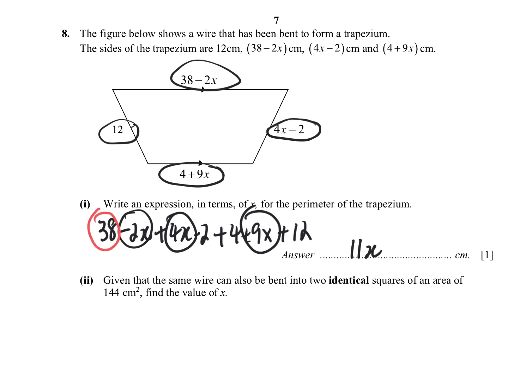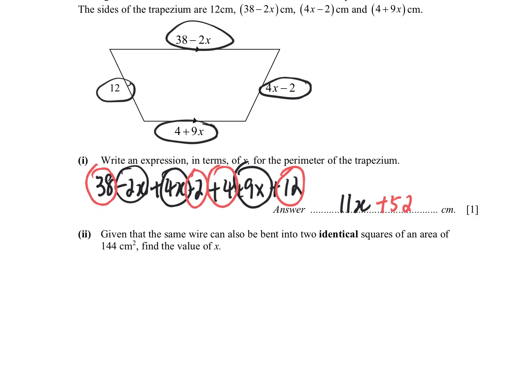Okay, 38 minus 2 plus 4, 52. So you should get this. Some of you got a minus 11x. So I mark wrong here. Okay, if you copy this whole thing on the line, I will mark correct also, because question never say you must simplify. Although you need the simplified one in the later part.